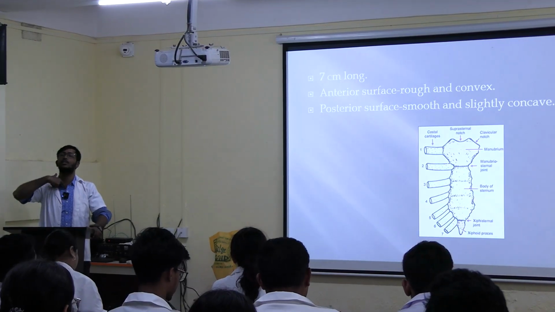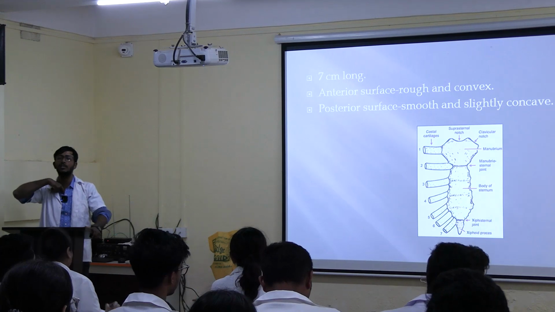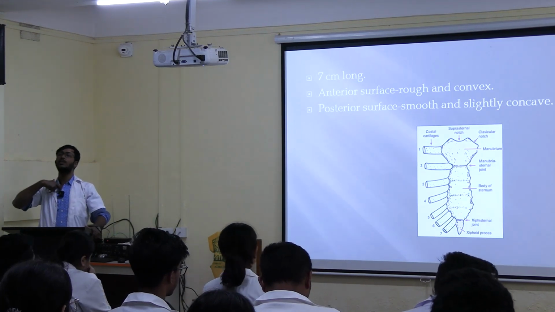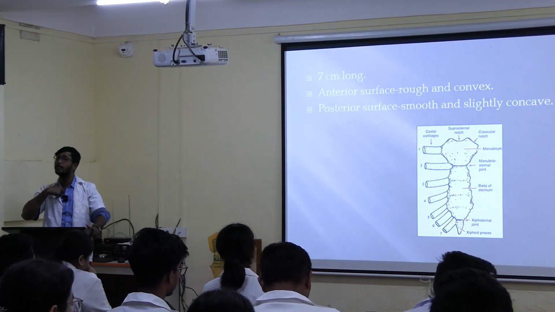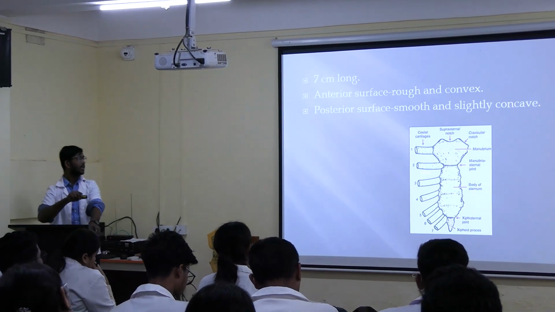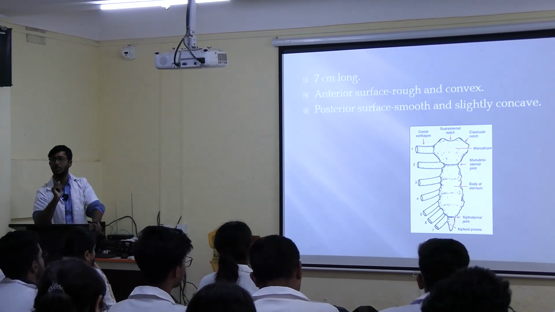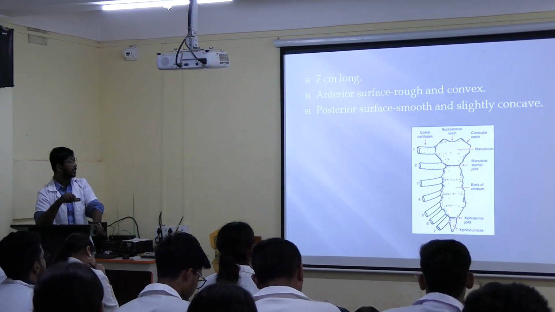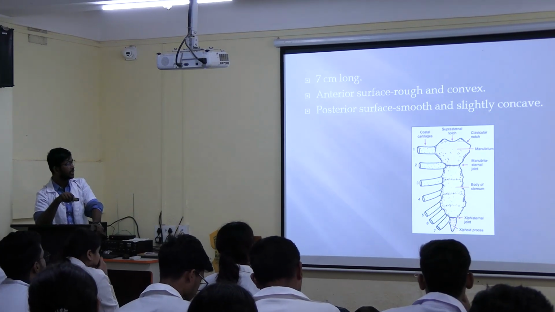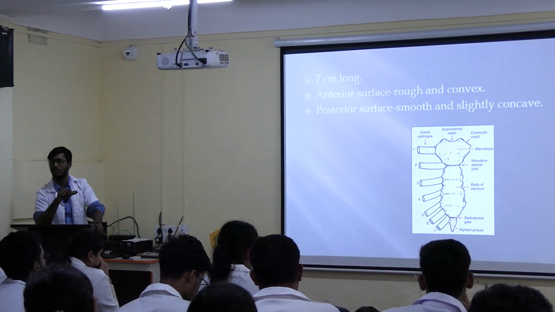Notch, this depression. Just almost 3-4 centimeters below this bony projection is the sternal angle. Okay. So this one is the sternal angle. This joint is known as the manubriosternal joint. Okay. And this body joins with the xiphoid process. This one is known as the xiphisternal joint.